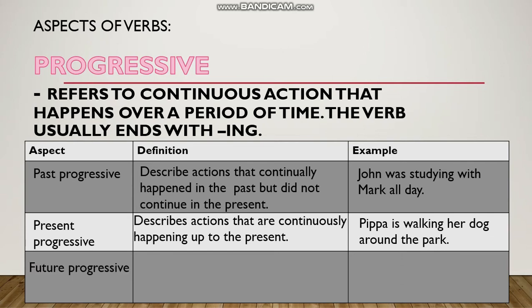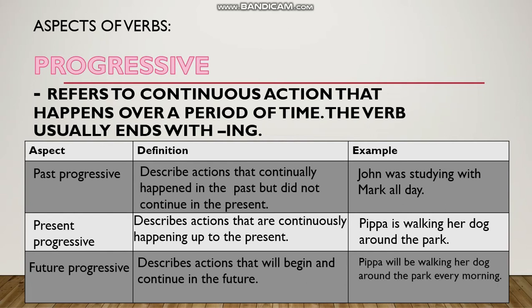Next, future progressive. It describes actions that will begin and continue in the future. So when will it begin? In the future, and it will continue in the future. For example, people will be walking her dog around the park every morning. So yes, we have our main ingredient added to the main verb, walking. And how do we determine if it is in the future? We will use the word will. So that is the future progressive aspect.